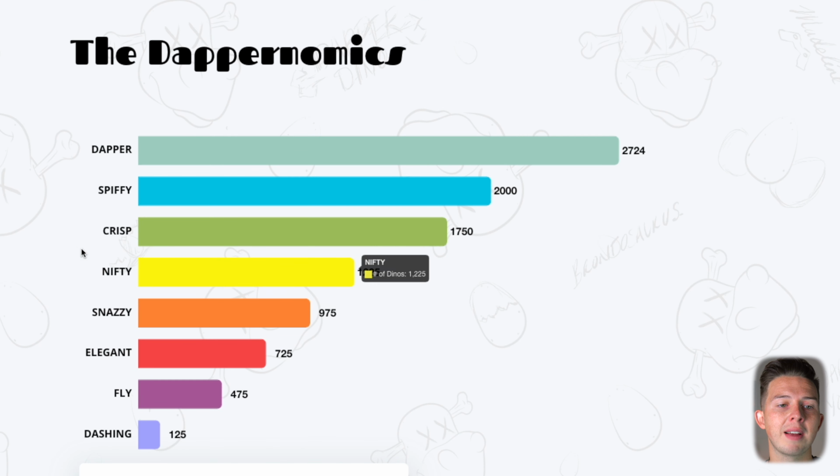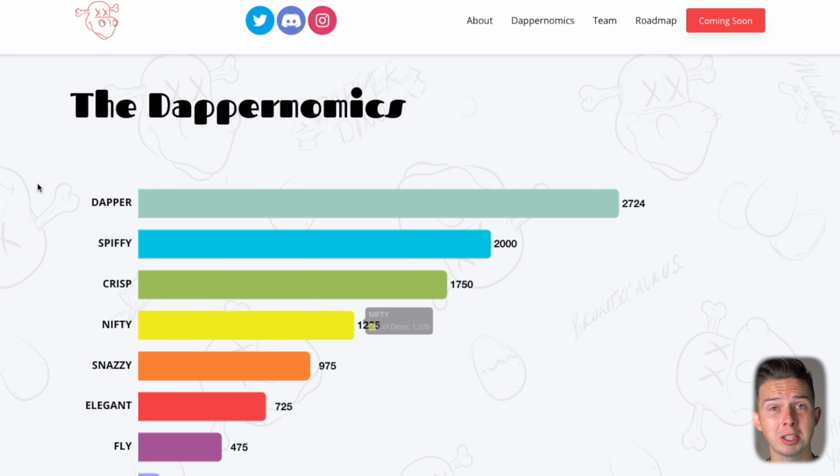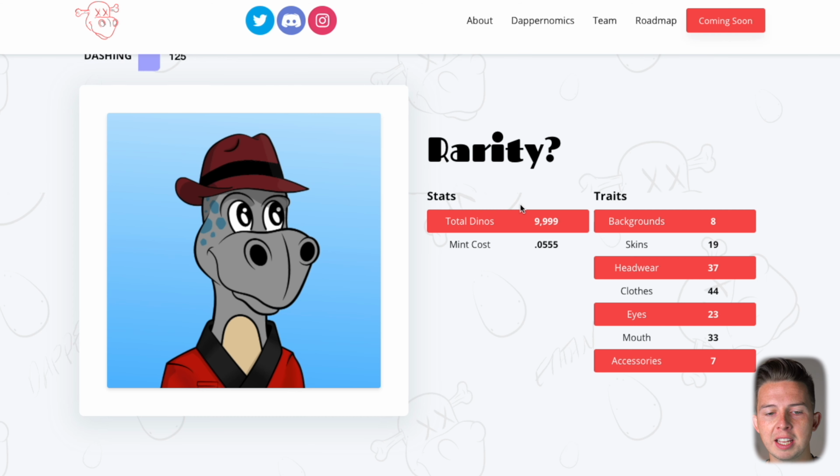And then down here, you're gonna have your Dappernomics. You're gonna see here a bunch of the different trait options that you're gonna have with your dinosaurs. So this color, this color, this color, all of these different colors. You can see that the purple and pink ones are most rare as far as the backgrounds go on the dinosaurs. And then you can see all of the different traits and everything. You have 8 different backgrounds, 19 different skins, 44 different clothes, 7 different accessories, and so on and so forth. There's a total of 9,999 dinosaurs, basically 10,000. And the original mint cost was supposed to be 0.0555 Ethereum. And we'll get more into that later as well.